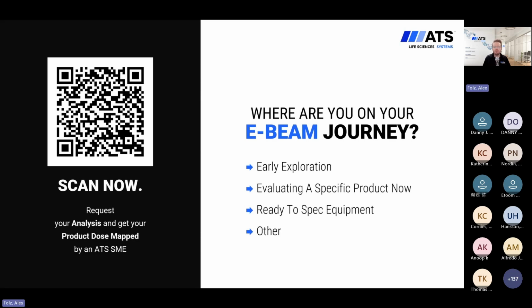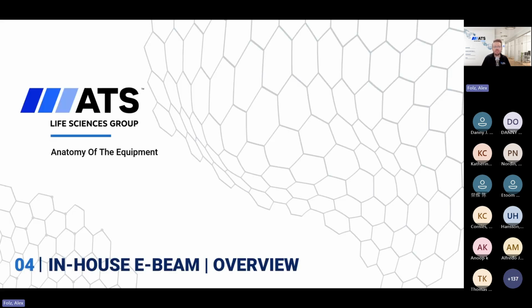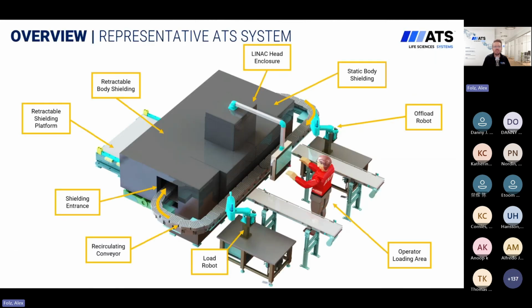Having talked through the E-beam process, now I'd like to talk through the anatomy of the equipment that we are going to be presenting to you today, a brief overview on that. So here is the representative ATS system. One of the big things that you can see here is this is what we call a self-shielded system, right? So this isn't something where you have to fit your facility for the system. The system comes into your facility, right? So you're not having shielding integral to your facility, huge facility modifications, those kinds of things. It is a self-shielded system.